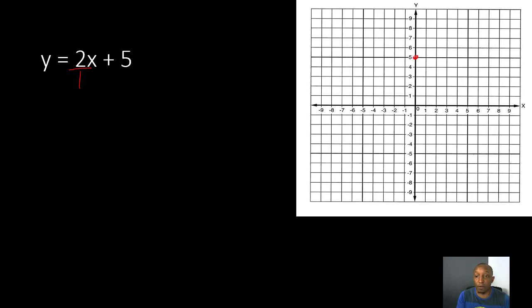So here's our 5 right here. And then our rise and run, we go up 2, over 1, up 2, over 1. And then if we put our line through it, it should look something like this. I'm pretty sure you did a good job. So let's move on to the next one.